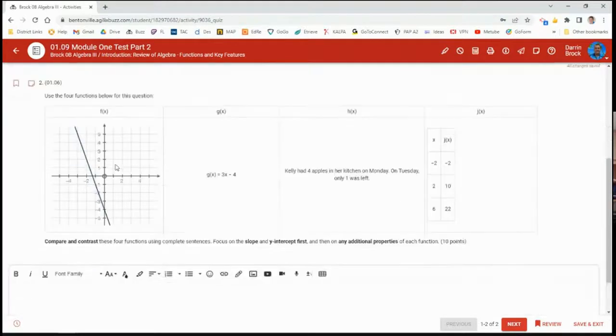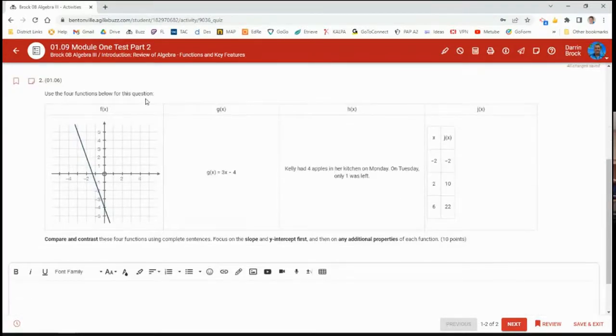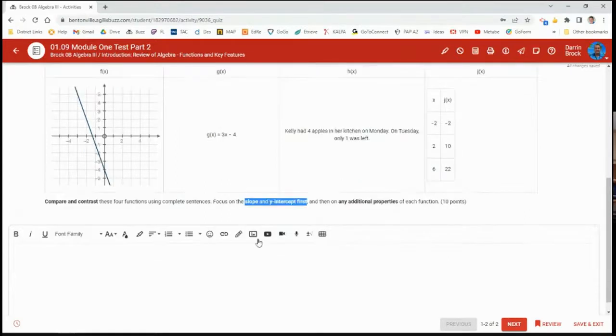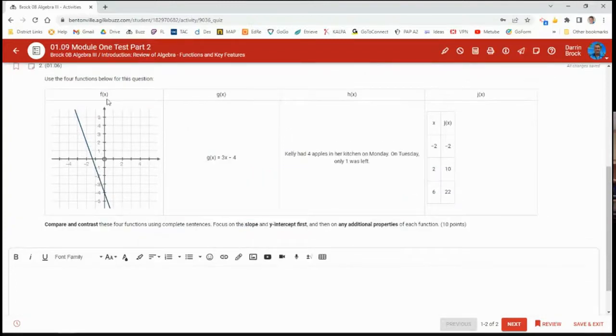And then here, use the 4 functions for this question. Compare and contrast these 4 functions. Compare their slope and y-intercept first, and then anything else you want to compare. But make sure you've got the slope and y-intercept comparisons. You'll tell what the slope is for f of x, for g of x, for h of x, and for j of x. What are all 4 of the slopes? And then what is the y-intercept for f of x, g of x, h of x, and j of x? You're going to compare those.